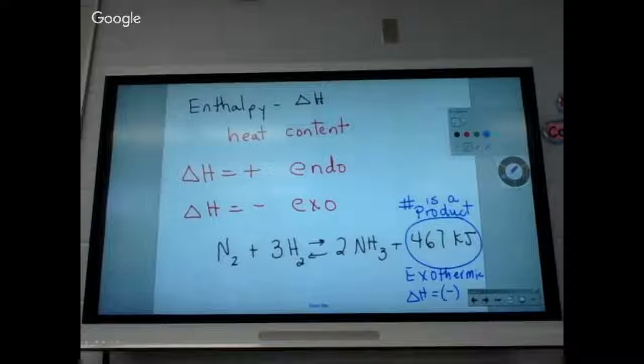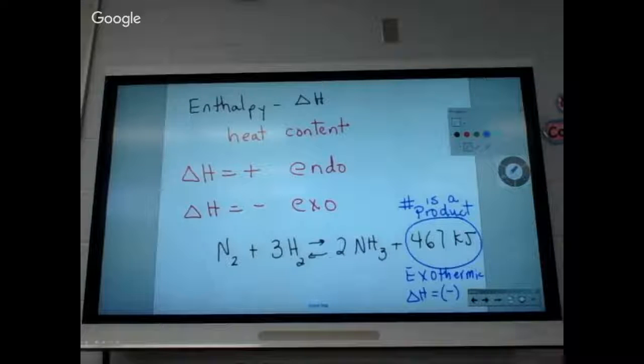We don't actually have to write a number because I just made that number up. I don't have any idea what it is. If it says plus heat or plus energy on the product side, it's exothermic. If the number or the heat or the energy is a reactant, it would tell us what? If the heat or the energy is a reactant, that tells you it's a what?